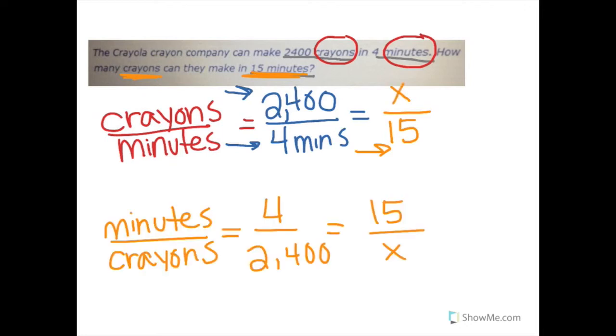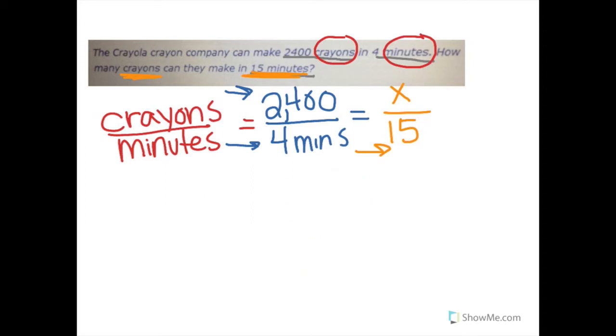If you decide to set it up the other way with minutes on the top and crayons on the bottom, that's fine, just as long as all the minutes that we're talking about, 4 minutes and 15 minutes, stay on the top, and then crayons stay on the bottom. But I'm just going to go ahead and use the first way.